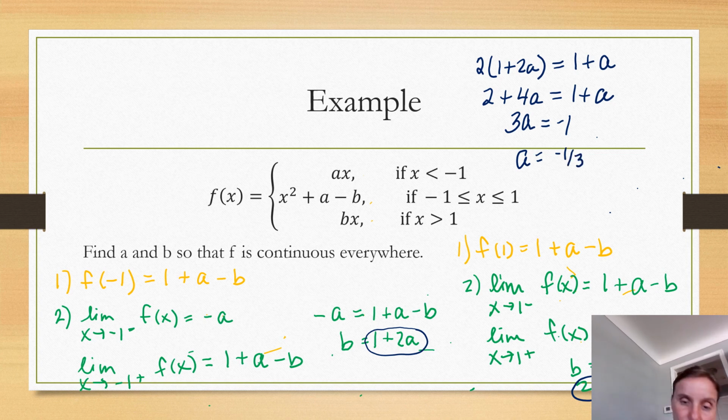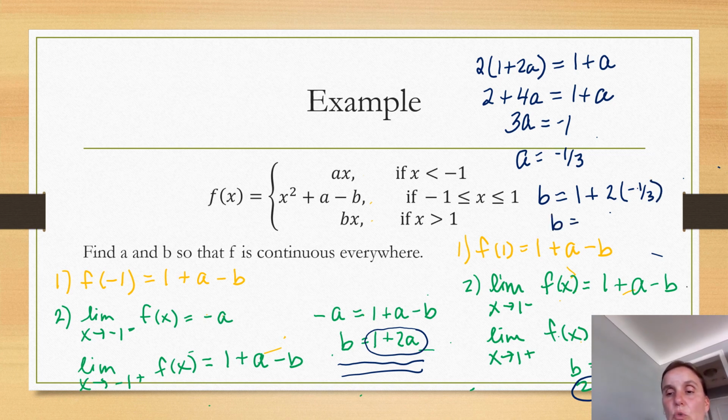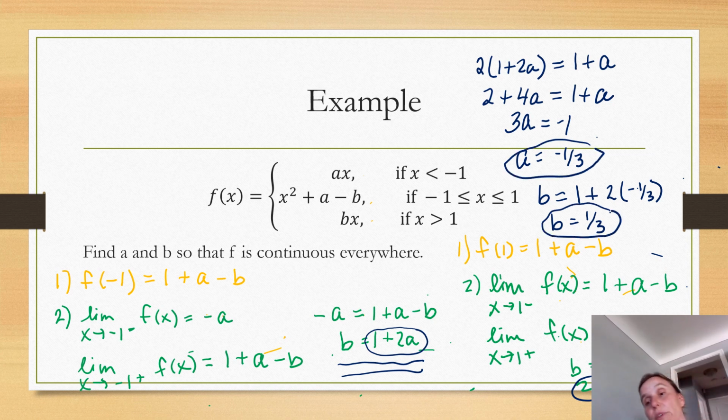And now I'm going to figure out what b is. I'm going to use this piece of the puzzle. So b is equal to 1 plus 2 times negative 1/3. So b is equal to 1/3. And as long as those two parameters are defined as negative 1/3 and 1/3, then our function is continuous everywhere.